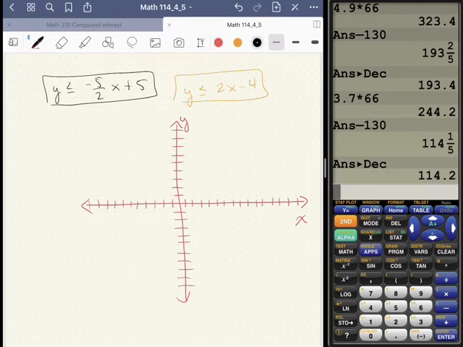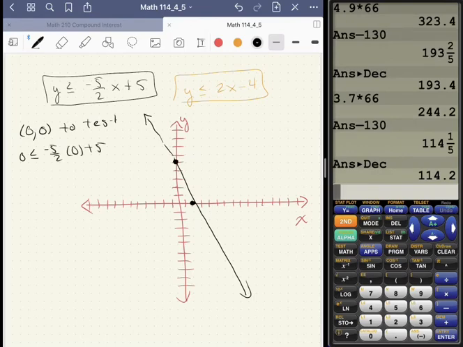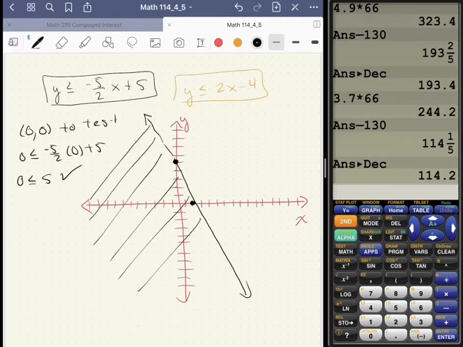So the first one's in black, so it's telling me to go up 5, 1, 2, 3, 4, 5. And it's telling me to go 5 down and 2 to the side. So that's my first line. Since I'm not passing through 0, 0, I'm going to use the origin to test. So is 0 less than or equal to 5? Yes. Since the origin is on this side, I'm going to shade on this side.